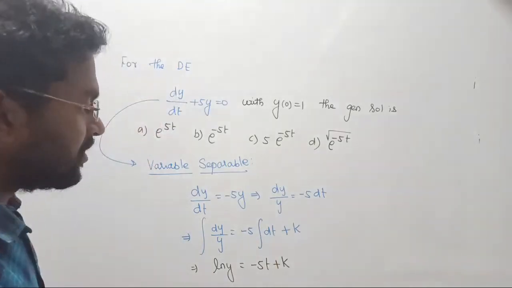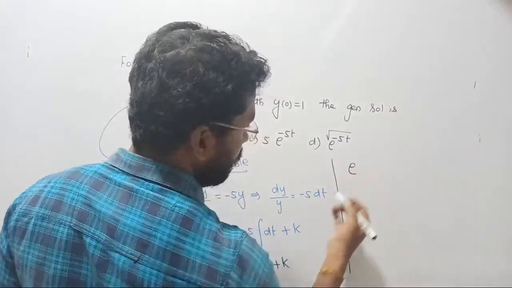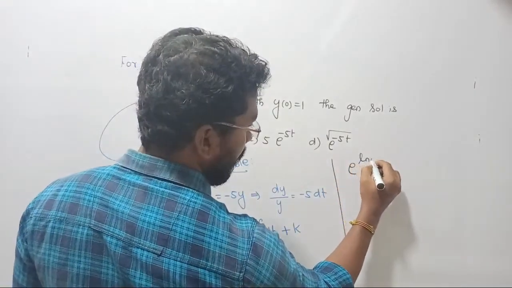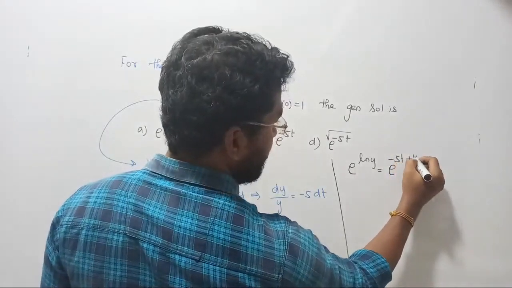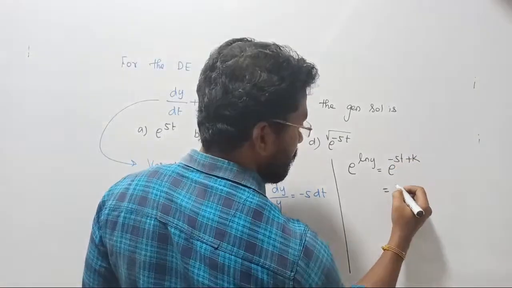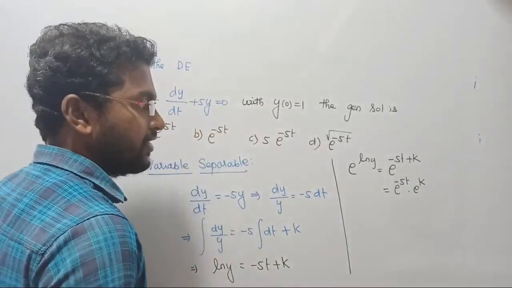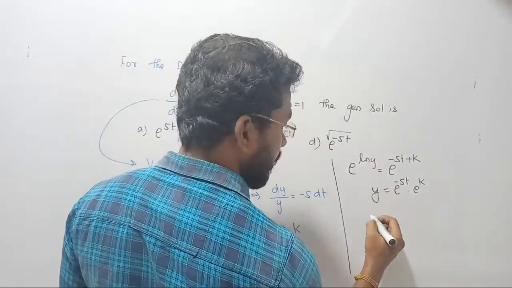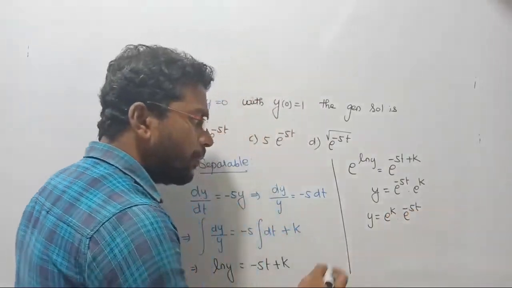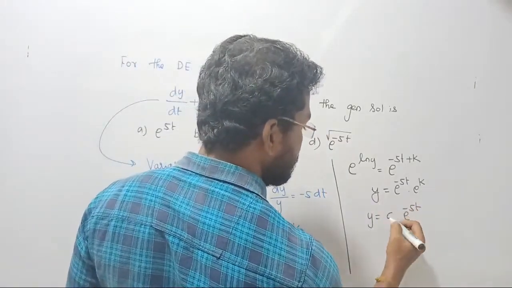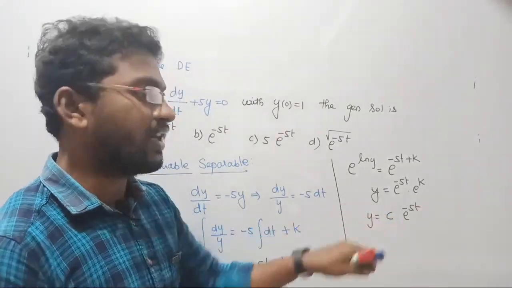Now I just want to know the value of y. For that I'm raising the exponential on both sides, so it becomes e power ln y equal to e power minus 5 times of t plus k. Exactly, that is true. Next we can break this statement like this. It can be written as e power minus 5 times of t dot e power k. And e power ln y will become equal to y. So I got y is equal to e power k dot e power minus 5 times of t. e power k is also a constant, so you can treat this as another constant c.